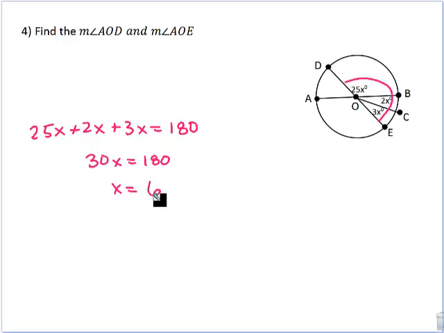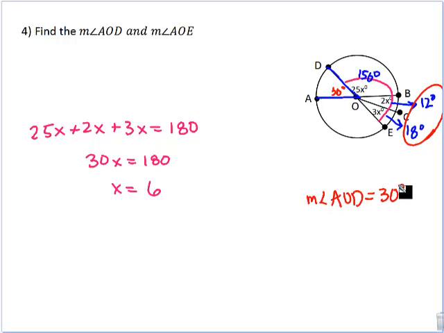Okay, so if x is 6, what should we do with that? Plug it back in. Okay, so if x is 6 here, 3 times 6, what would that be? So that's 18 degrees. 2 times 6, that's 12 degrees. And 25 times 6, 150 degrees. All right, so we want to find AOD. How are we going to find that? Wouldn't you just add the 2x, or 12 and 18? Yeah, we would add those because it's vertical. So 12 and 18 is what? 30. So AOD should be 30 degrees.